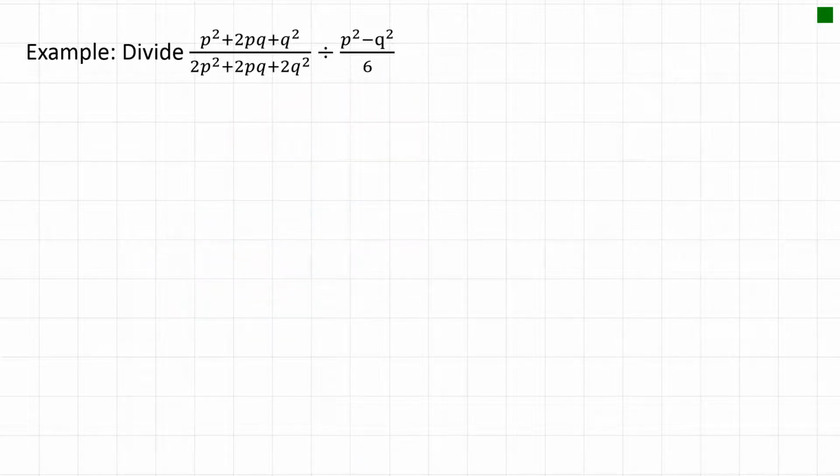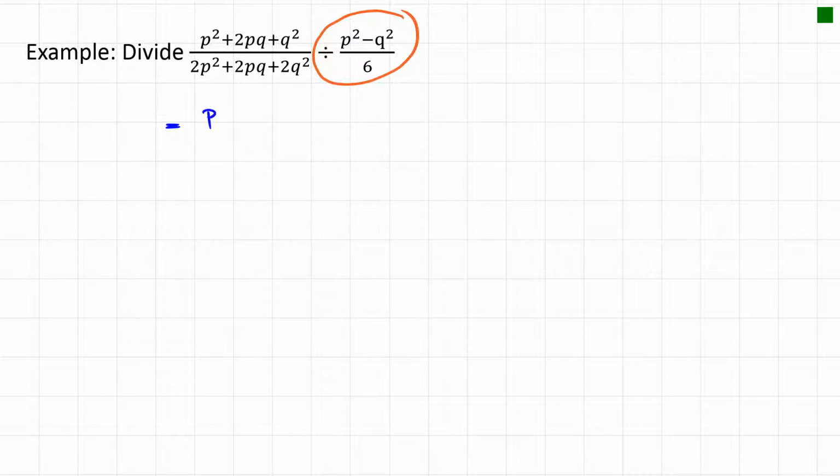So here we go with our first example. We're going to divide these two rational expressions. And just as we talked about, rational expressions are just fractions with polynomials. So to divide them, we can apply the same rules that we know about with fractions. So we're going to flip and multiply the second fraction.